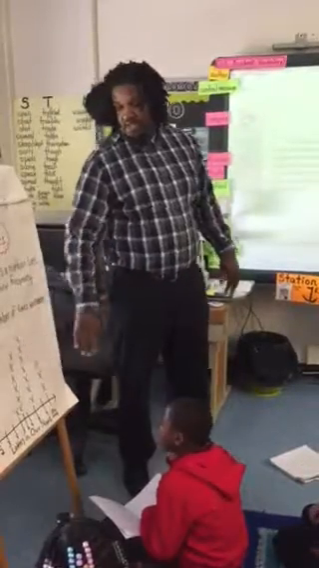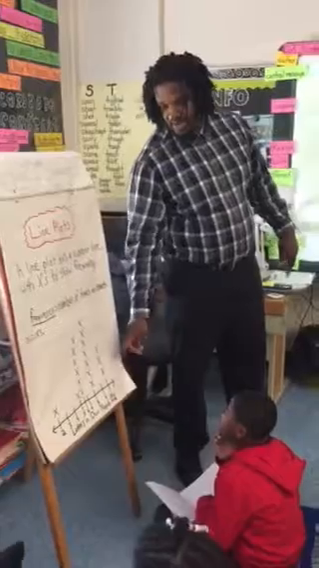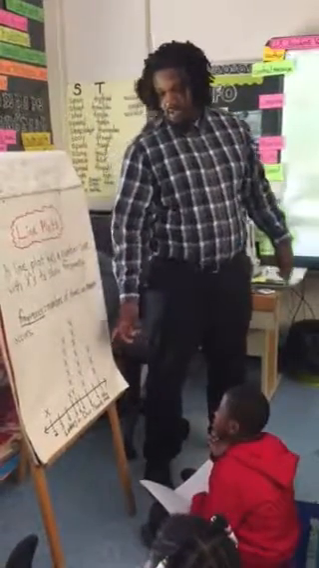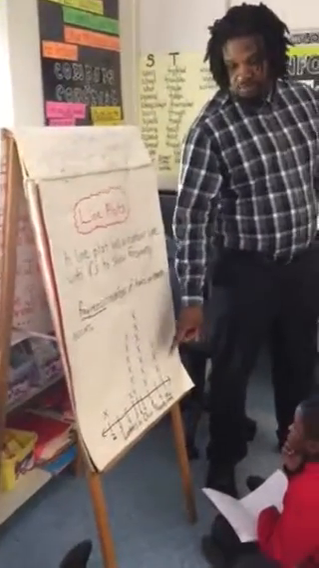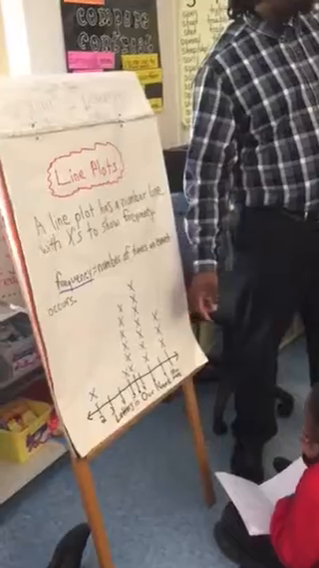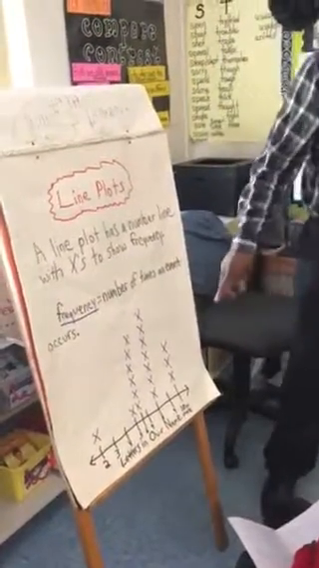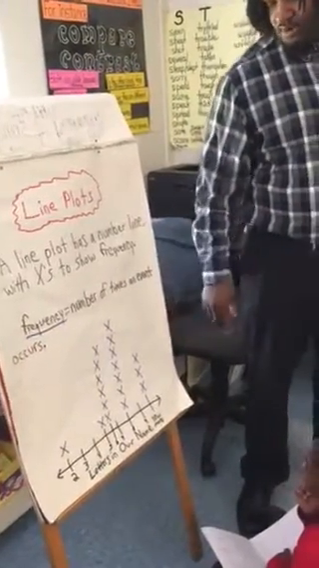So this is an example of a line plot, and it says letters in our name. Okay, and you can see the different X's. Okay, so there's one X for 2. So what does that represent? There's one person with 2 letters in their name. Good job. There are 3 X's for 10 or more.